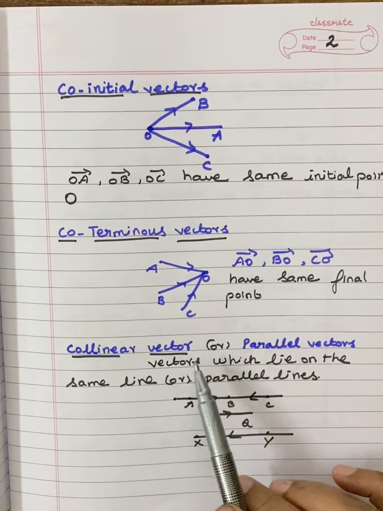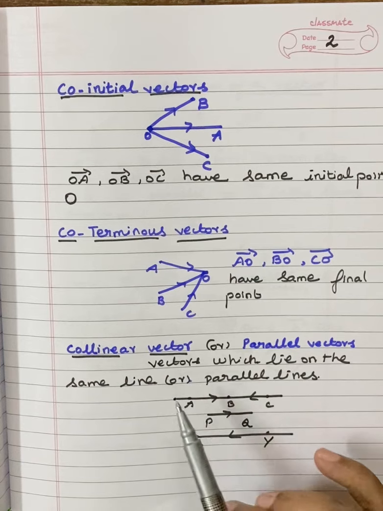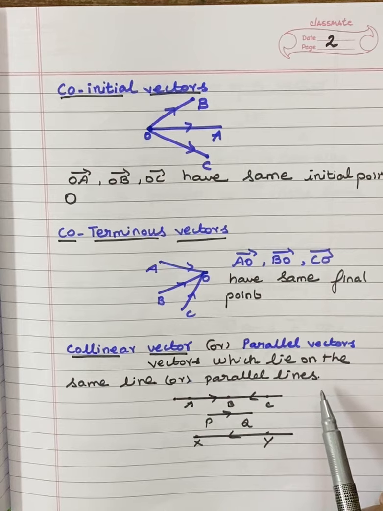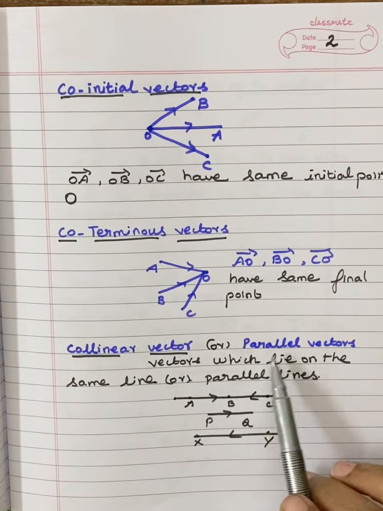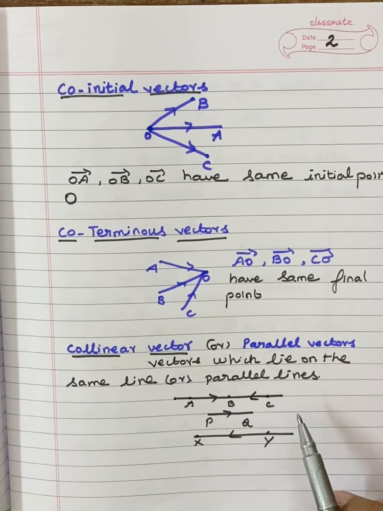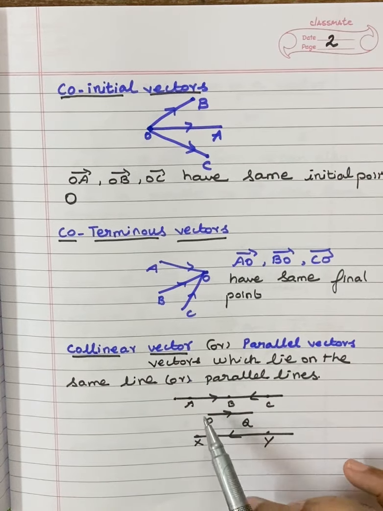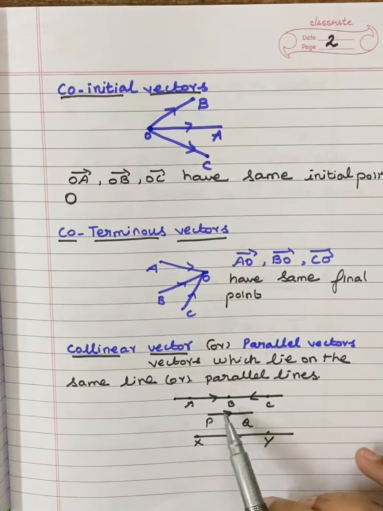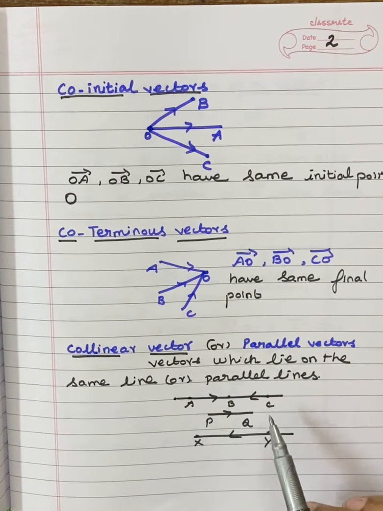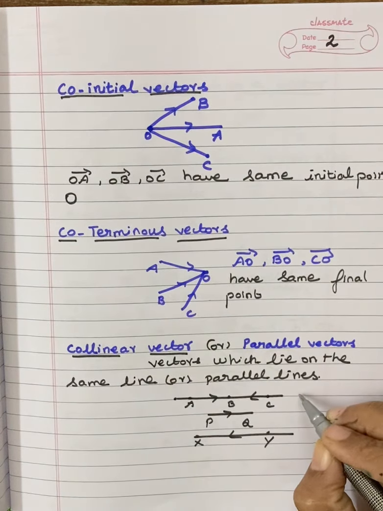Collinear vectors, or they can also be called parallel vectors. Vectors which lie on the same line or parallel lines are called collinear vectors or parallel vectors. I have drawn a line segment. I have taken 3 points A, B, C. This is AB vector, this is CB vector. They lie on the same line, but the direction is different. But they are called collinear vectors.